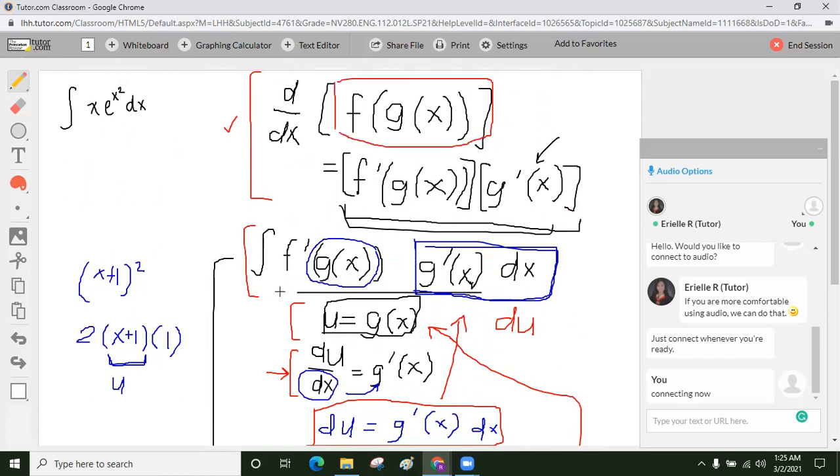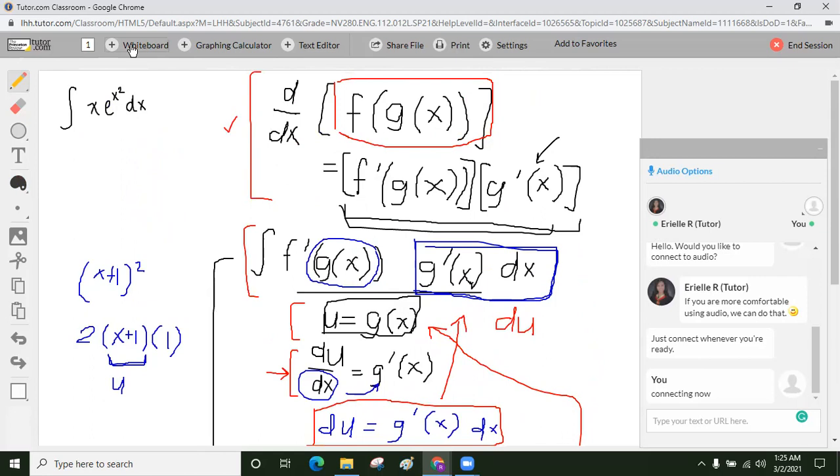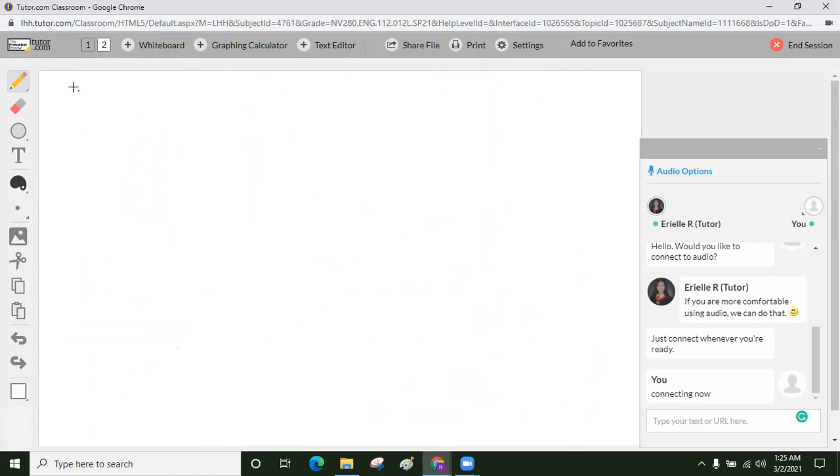Okay, sure. So I think an example would be better. So let's see if we can have an example right here. I can put down an example if you'd like. Okay, so let me go to whiteboard 2, maybe. So this is whiteboard 2 here. So let's see. We want to find the integral of cosine 6x dx. Is this a good example?